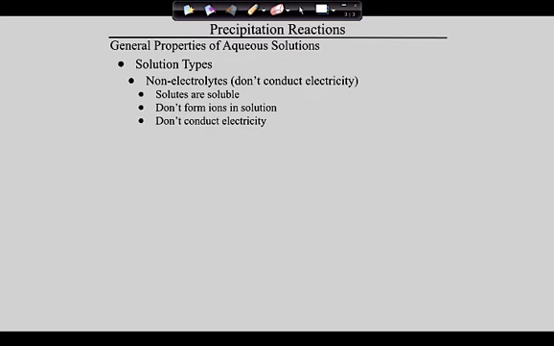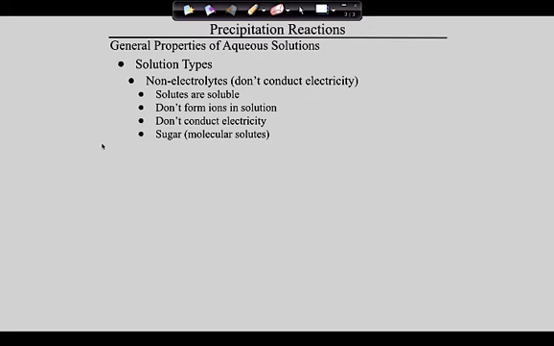So with that said, guys, here's what we've said. We're talking about solutions, things that dissolve in water. If something dissolves in water and it is a substance that doesn't break into ions, that solution does not conduct electricity, and we call those things non-electrolytes. So what is an example of a substance that does this? Really simple example. I think it'll help you if you write it down.